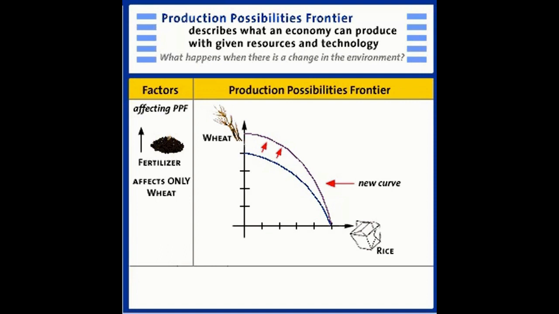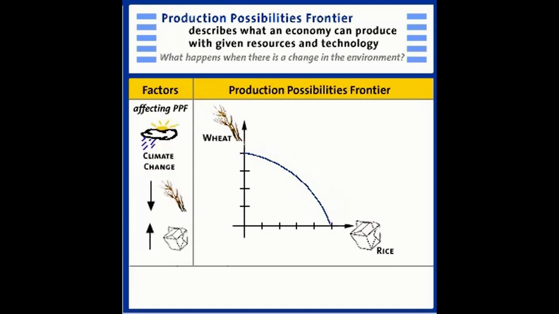The amount of rice that could be produced with this increased wetness would be larger, maybe up to 120 bushels of rice a year. The amount of wheat that could be produced would shrink, maybe down to 60 bushels a year. With this change in the climate, there is a reduction in the productivity of this economy for making wheat and an increase in its productivity in making rice.